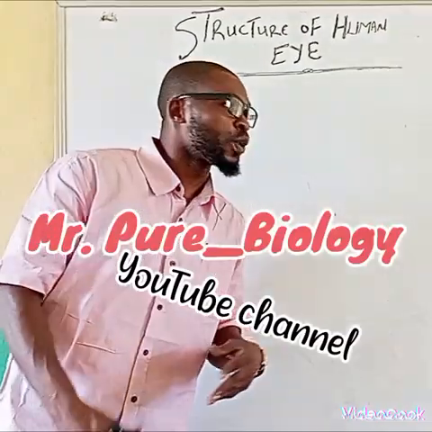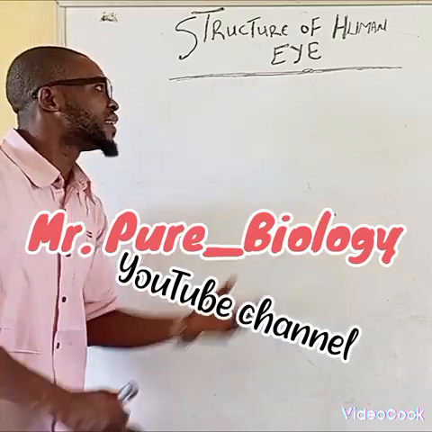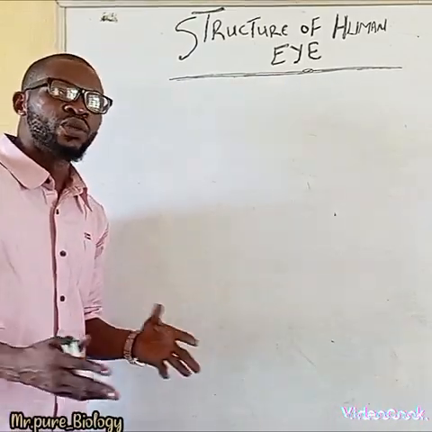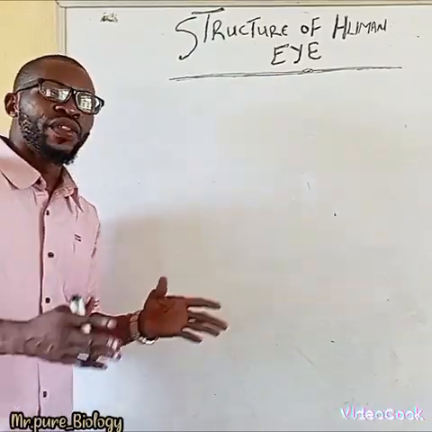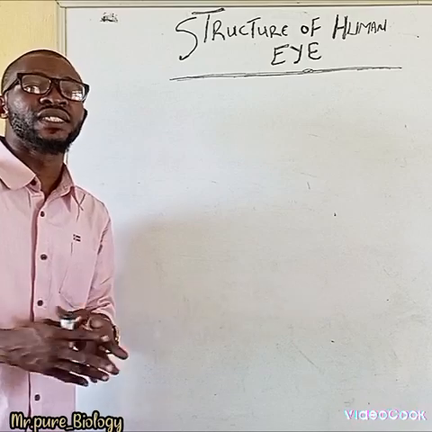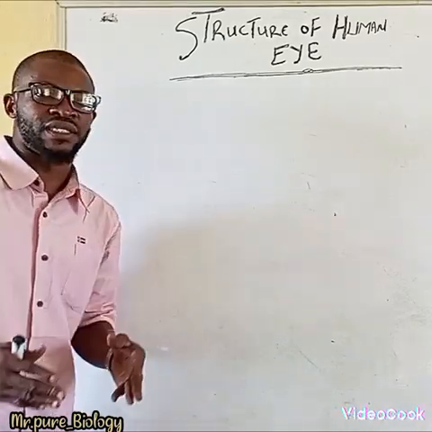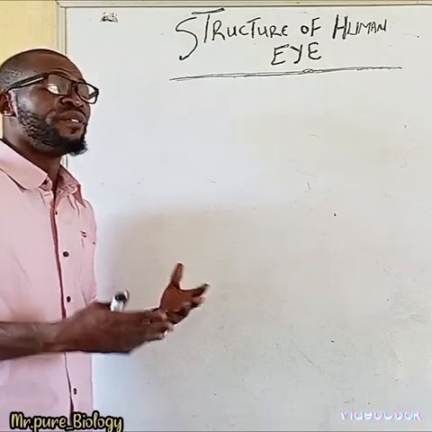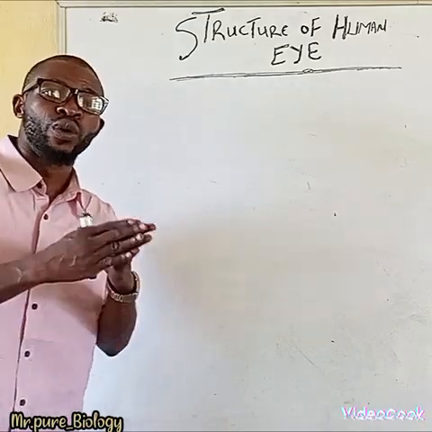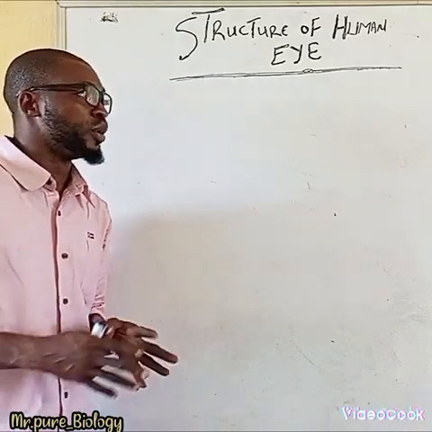Today we are looking at a topic, the structure of the human eye. When we're talking about the eye, we all know that the eye is one of the sense organs in the body, and it's always recognized as an organ of sight. It is a very vital organ, or let's say one of the delicate organs in the body.